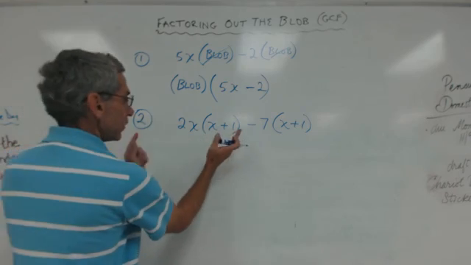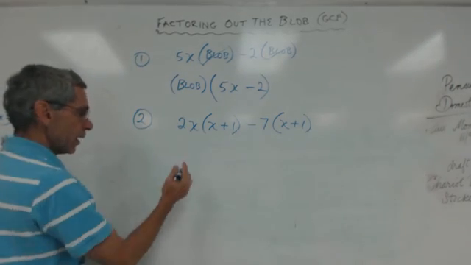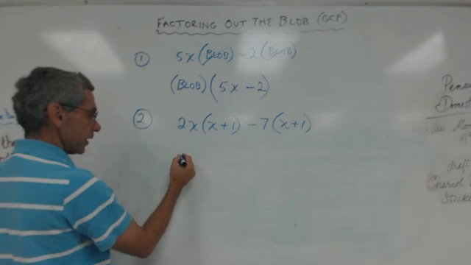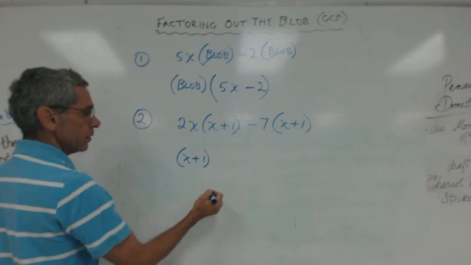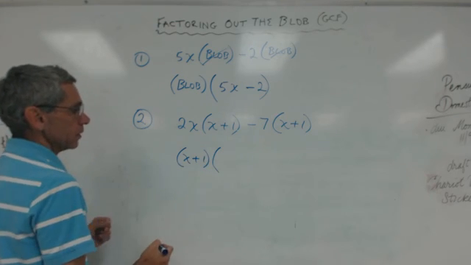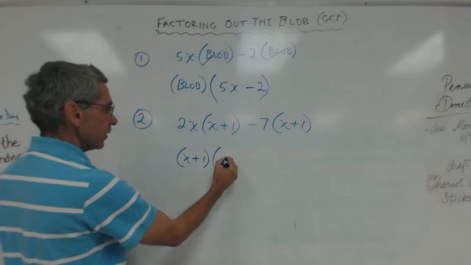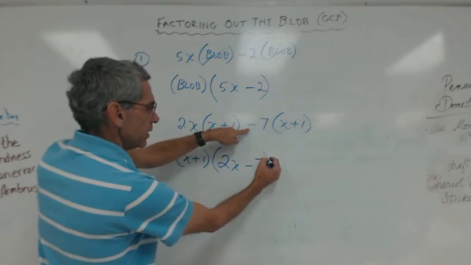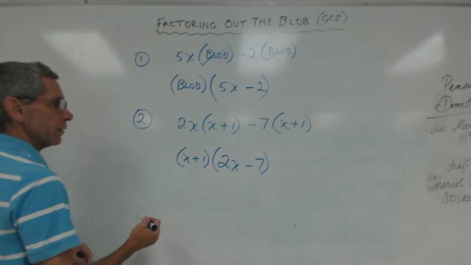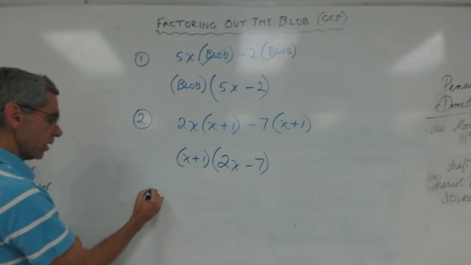So what could I factor out of each term? You could cross out the blobs. So I could factor out my blob, which is x plus 1. So parenthesis x plus 1, parenthesis, and then parenthesis. Now, what can I take? 2x minus 7. Yes. So I just have the 2x minus the 7. Pretty easy, right? That's all there is to this. We'll do one more just to make sure you guys have it.